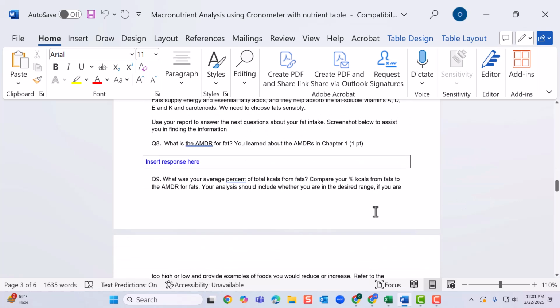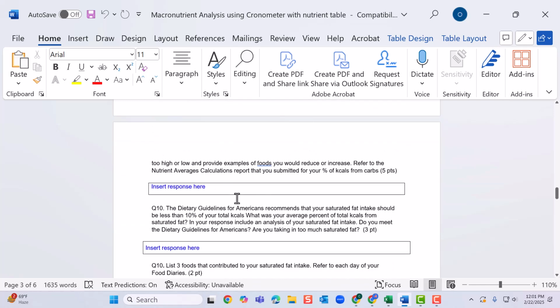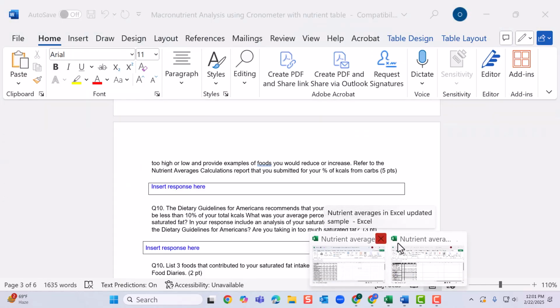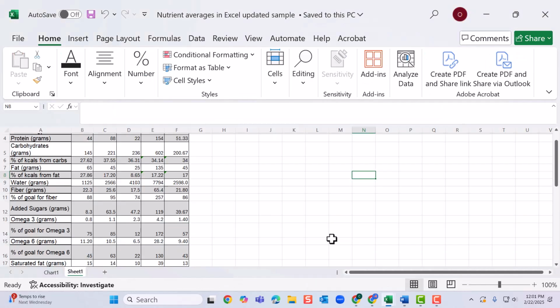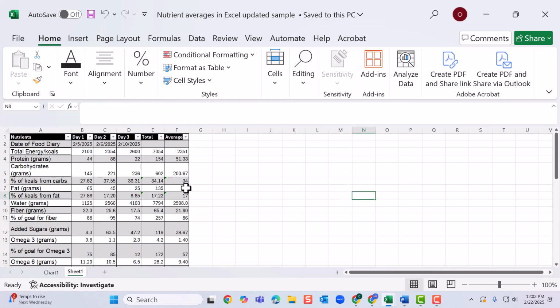All right, so if we go down, it's sort of the same thing. I ask you what was your AMDR for fat, and then you have to say, were you within the range? Well, that means you have to know what the AMDR is, and you have to be able to use your average calculation sheet to figure out what the range was or what you had. So in this case, we had fat grams, 45, and you were 17% of your calories came from fat. That's what I'm looking at here. Remember, we're looking at the average column. So 17% was your average for total fat.